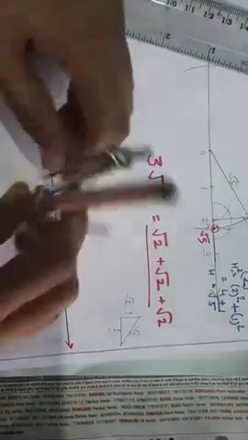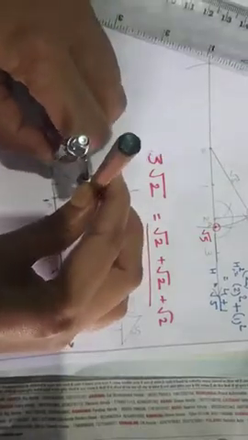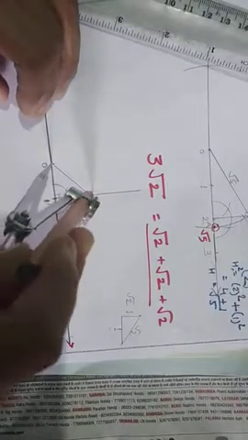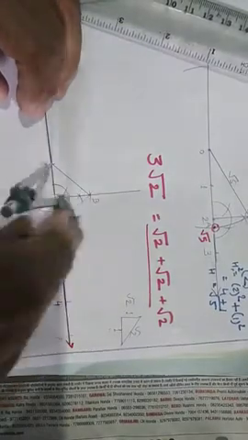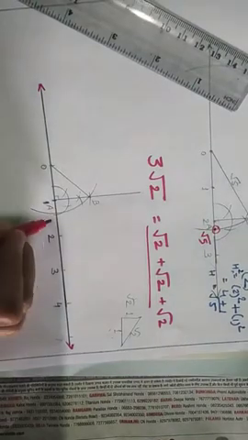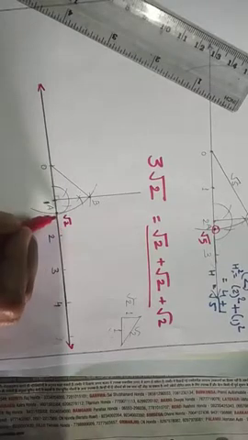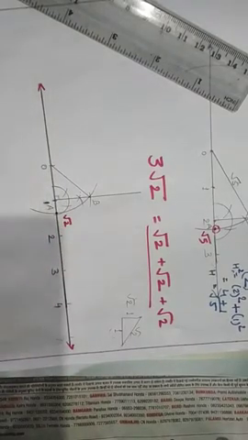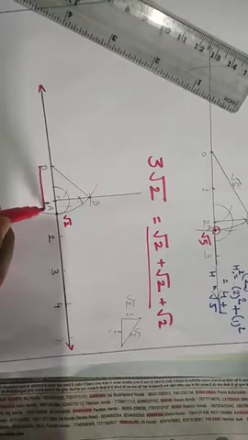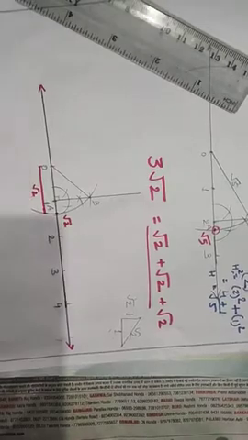Again, the same process as we did for under root 2: we will take this distance as a radius and draw an arc like this. This arc is intersecting here on the number line. So this point is under root 2. This point means what distance? Here to here, 0 to this point is under root 2 distance.